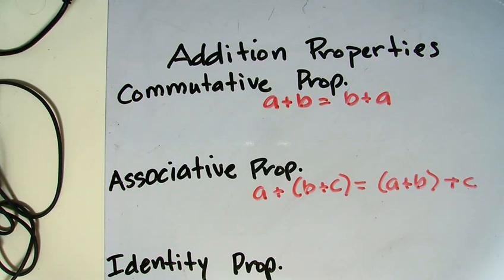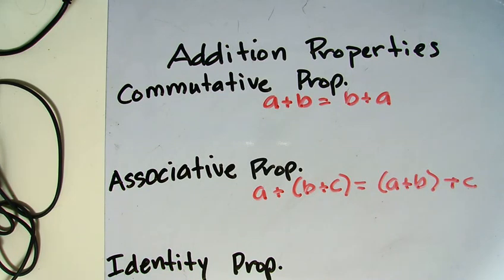Now I want to look at addition properties. There are three in particular. The first is called commutative property, and commutative property can be used when all the operations are addition. We'll also see this again when we talk about multiplication.